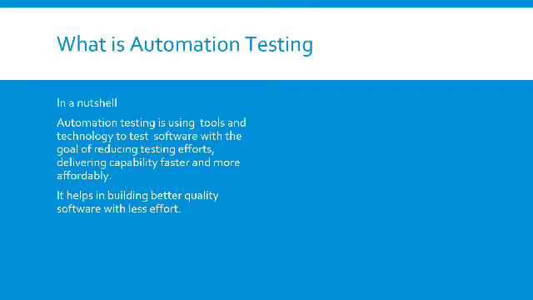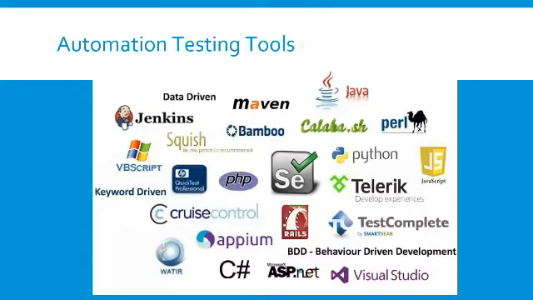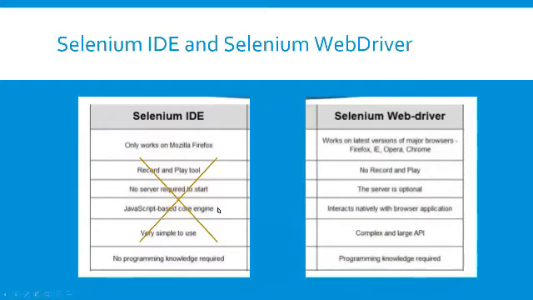Automation testing is basically testing your application using some tools. For this particular course, we are going to be using Selenium as the tool to test your software. There are different tools, but this is the one that we're going to use, Selenium and Visual Studio. Of course, some people still use IDE, but we are focusing on Selenium WebDriver.